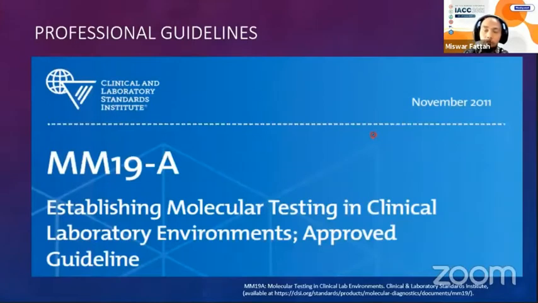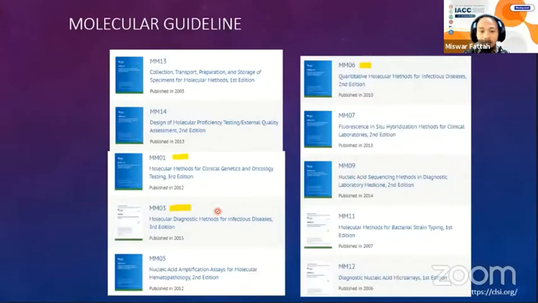And if we want to develop molecular testing, we need to utilize guidelines. Some guidelines are available from the Clinical and Laboratory Standards Institute. We use MM19-A to establish molecular testing in clinical laboratory environments. This guideline is a very important tool for how we establish molecular tests in our lab. A lot of guidelines are available in CLSI, especially for infectious disease, and because this is SARS-CoV-2, we can utilize MM03 as a guideline for the flow of this test.